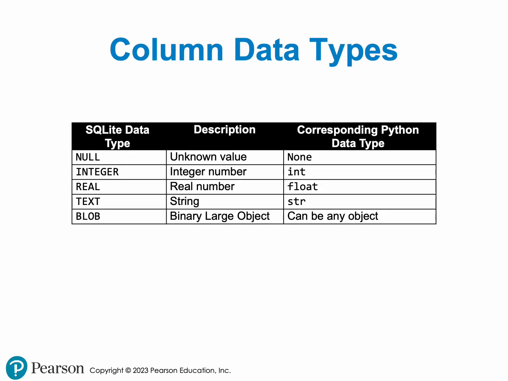Each column will have its own data type. So as you can see here, these are all of the data types that exist in SQL. There is a null. Null stands for nothing, so it's unknown value or none. Then we have integer. You're familiar with integers, just a number. Then we have real, which is a real number, which is a decimal number. We have text, that will stand for string. And we have BLOB, binary large object. And just think of it as literally anything. It can be any object whatsoever.